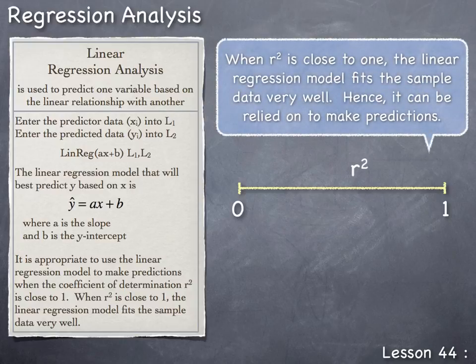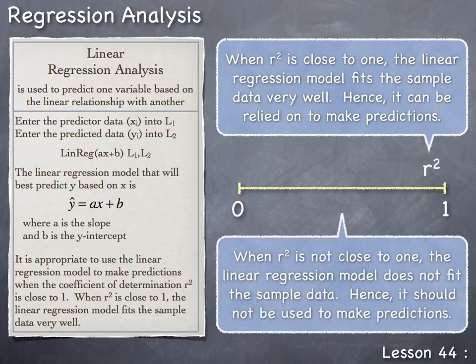When r squared is close to 1, the linear regression model fits the sample data very well. Hence, it can be relied on to make predictions. When r squared is not close to 1, the linear regression model does not fit the sample data. Hence, it should not be used to make predictions.